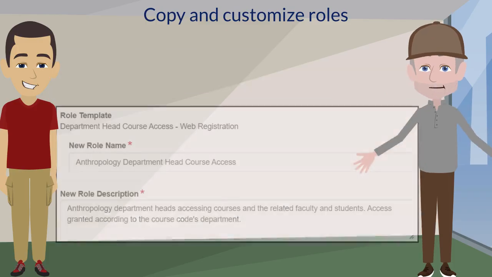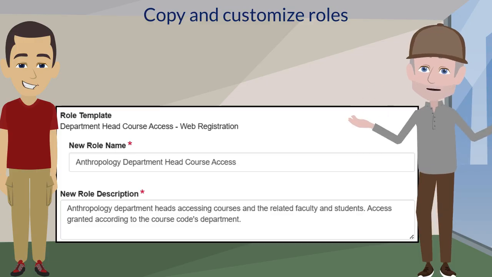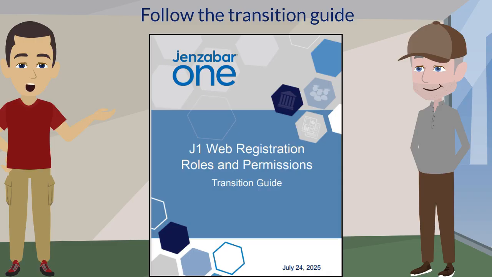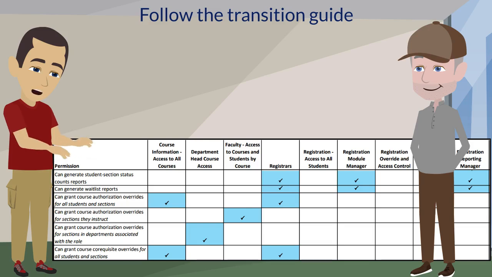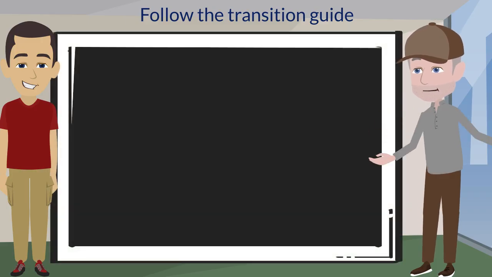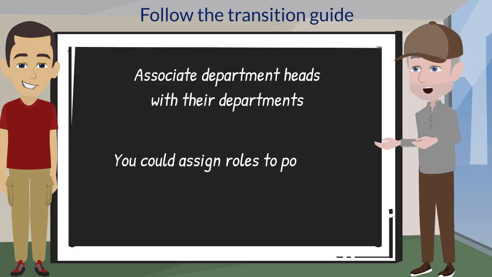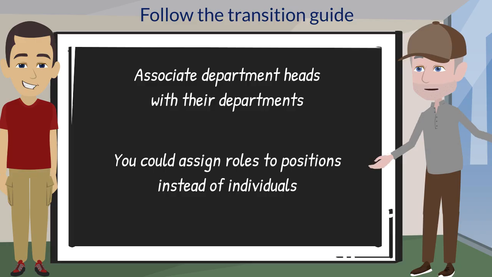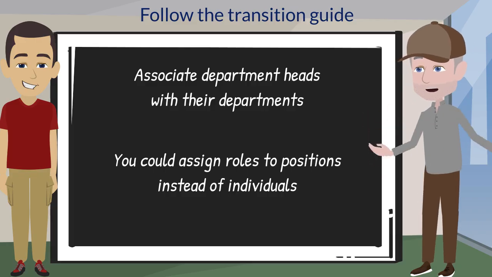That lets you customize the permissions for various kinds of users, and it keeps the default role ready to make new copies. The transition guide walks you through the steps to assigning the roles and setting up the permissions. It guides you through each step of the process. And it provides a handy reference to which roles have which permissions available. The guide shows you the details, such as associating a department head to their specific department. It even shows you how to create positions and assign the roles to positions instead of individuals. That could save you time when there's turnover.